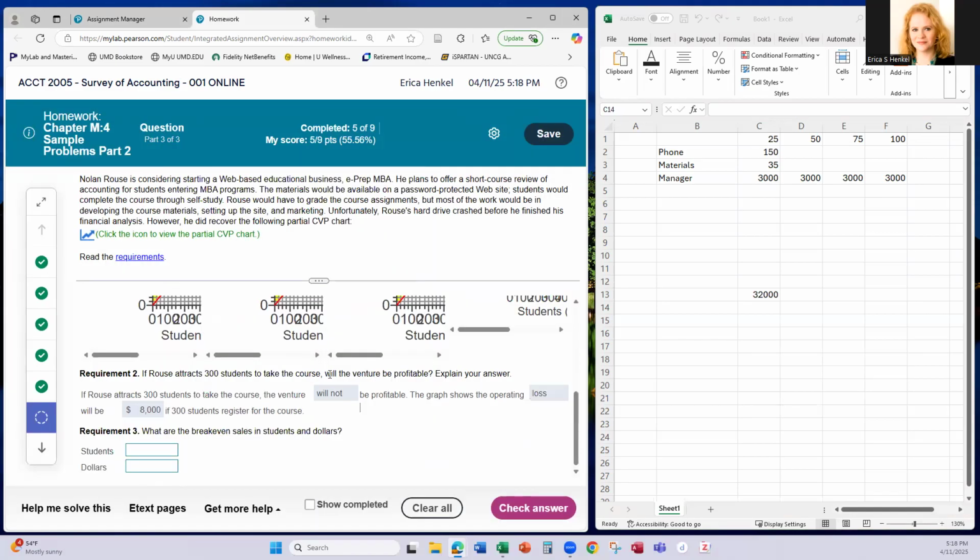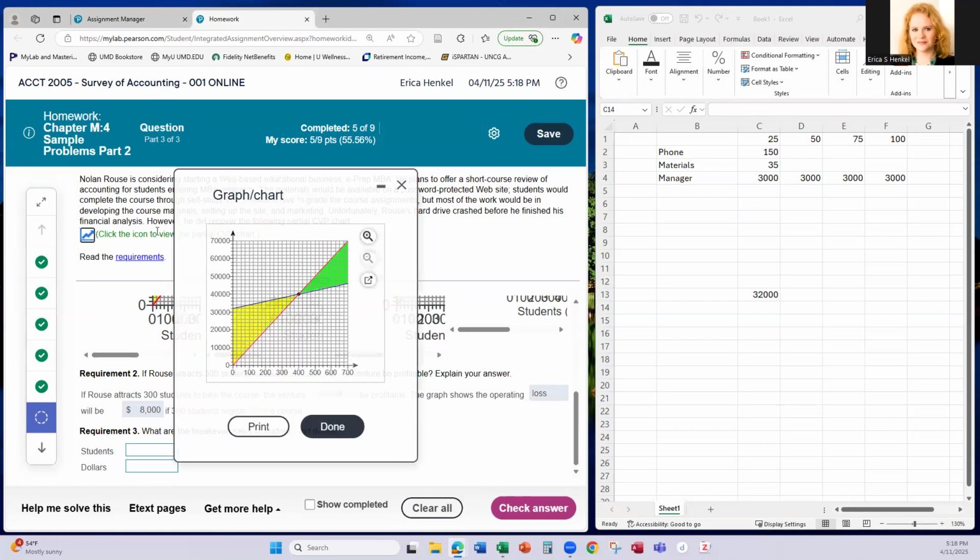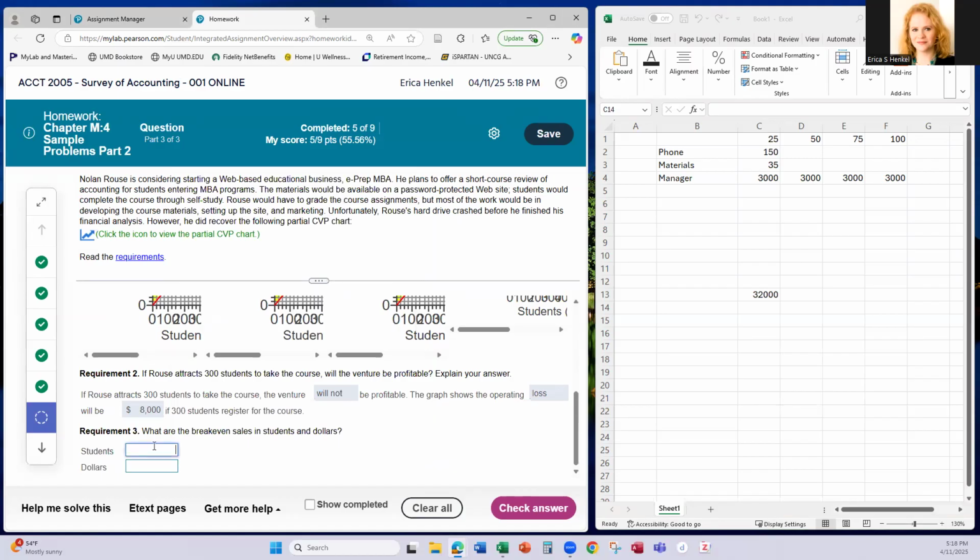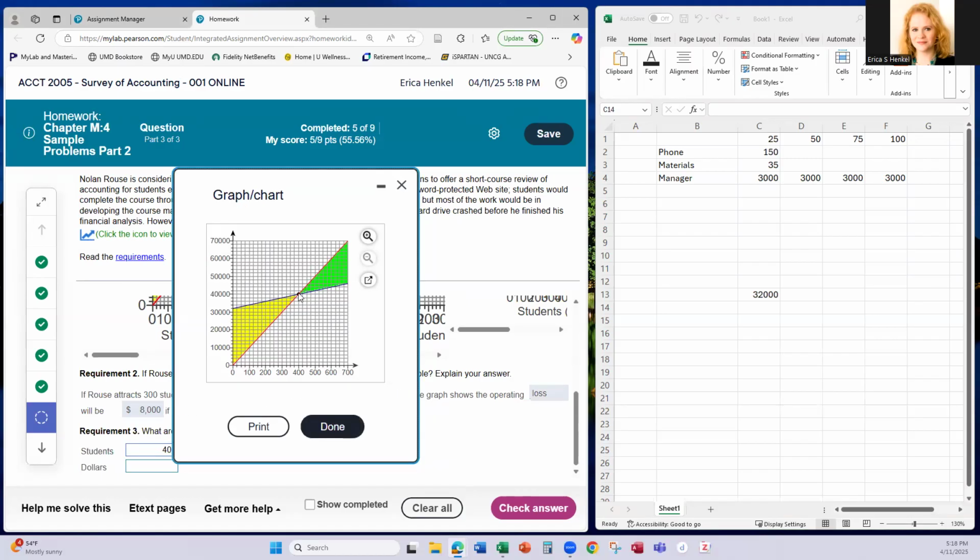Okay, so what was the break-even point? We can see that here it's at 400 students. And it looks like in terms of dollars in sales, that's at 40,000 in sales.